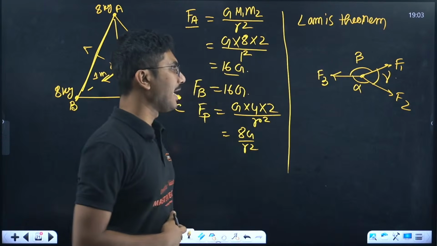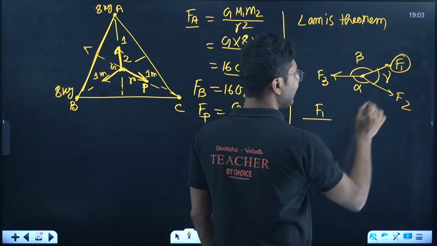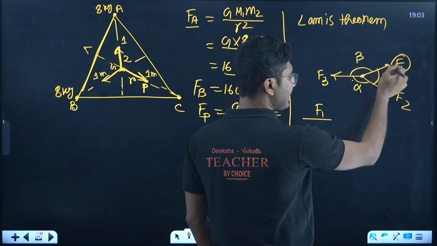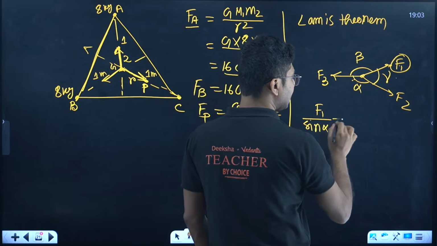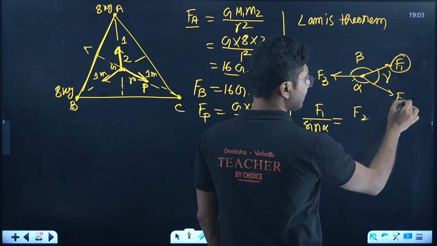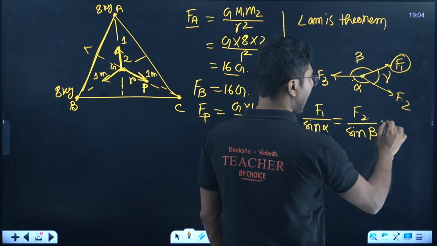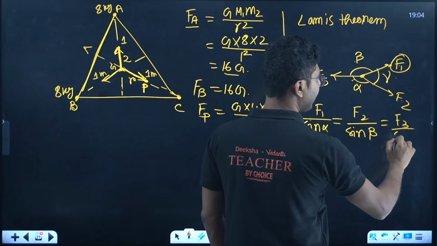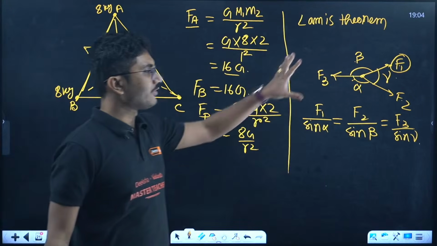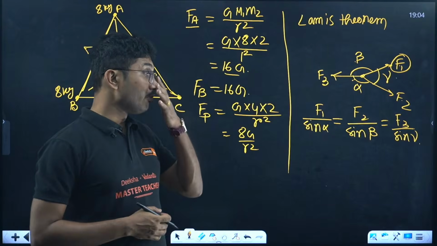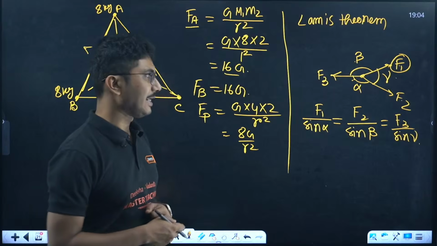Then Lami's theorem says that force divided by the opposite angle, the angle which is opposite to this vector, that is sine of alpha, is equal to the next force divided by sine of the again opposite angle, and that is equal to F3 divided by sine of the again opposite angle. They will be the same. If these three forces give you equilibrium, then the ratio of the force and the sine of the opposite angle will be constant. That is Lami's theorem.